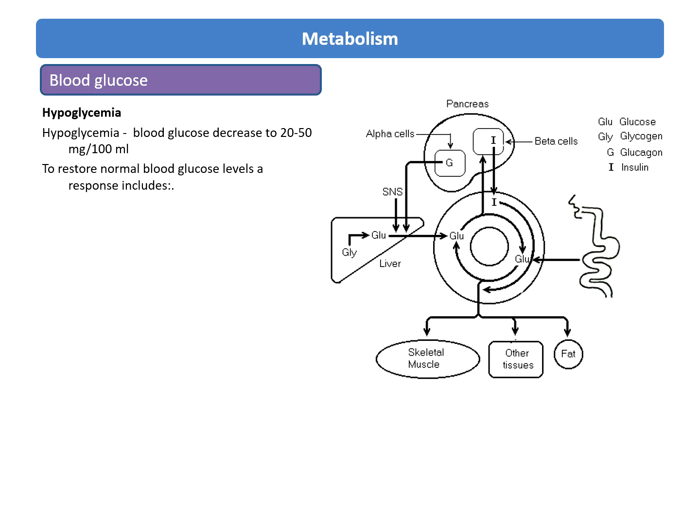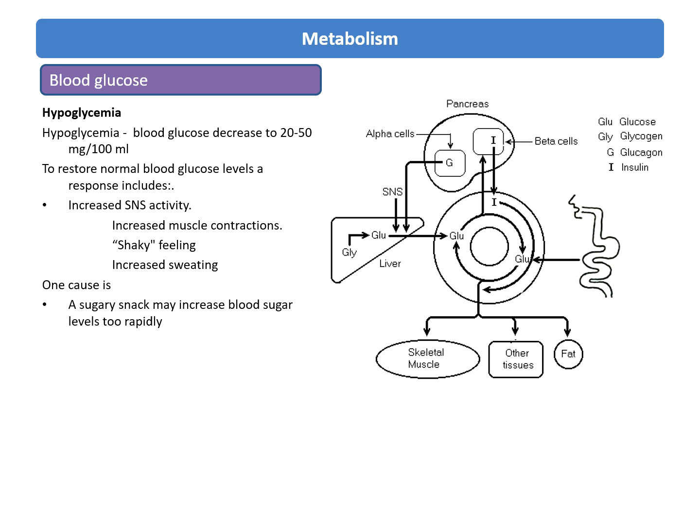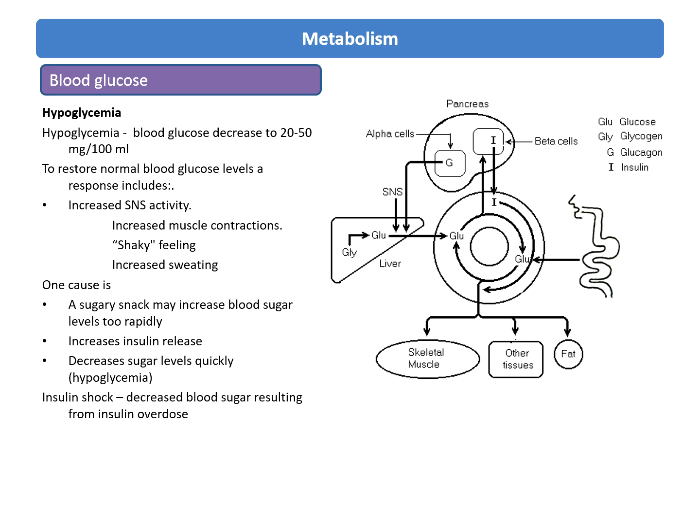To restore normal blood glucose levels, a response includes increased sympathetic nervous system activity. Now that leads to increased muscle contractions, shaky feeling, increased sweating. One cause would be a sugary snack that may increase blood sugar levels rapidly. It increases the release of insulin, which decreases the sugar levels quickly, lower than normal, and is hypoglycemia. Insulin shock is a decreased blood sugar resulting from insulin overdose.